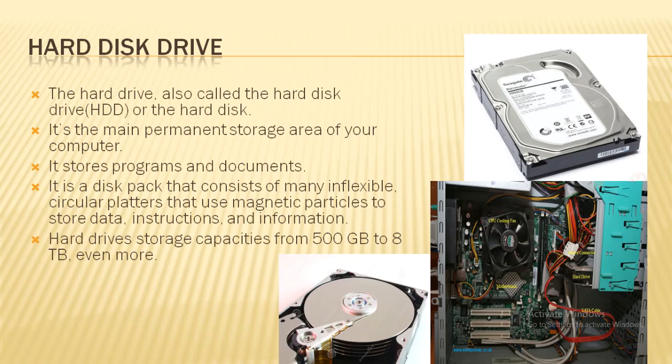First one is the hard disk drive. We can call it hard disk or hard disk drive, which is placed inside the CPU box or cabinet. It is the permanent storage area of your computer. Whatever programs and documents, for example if you save a file, a document or a presentation, if you want to store those files permanently in your computer, it will be stored in the hard disk drive.